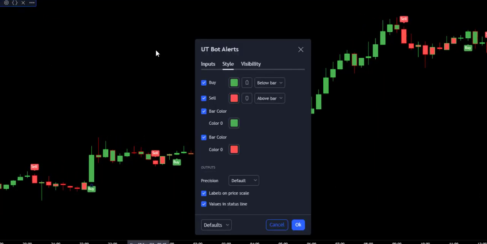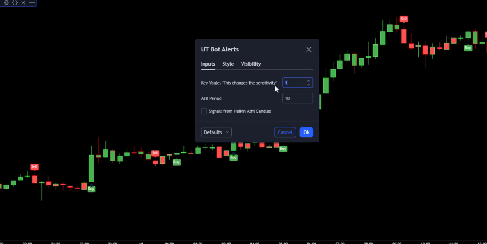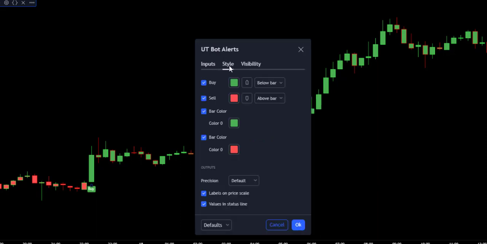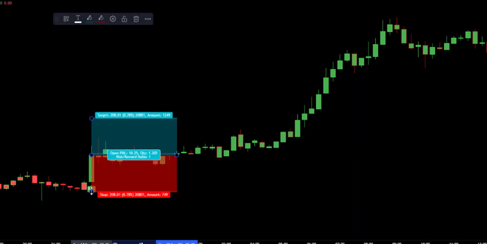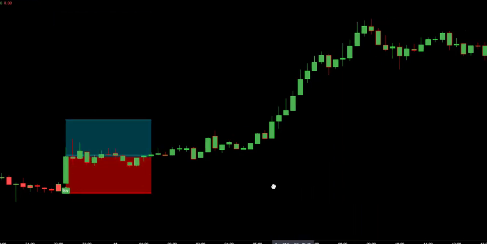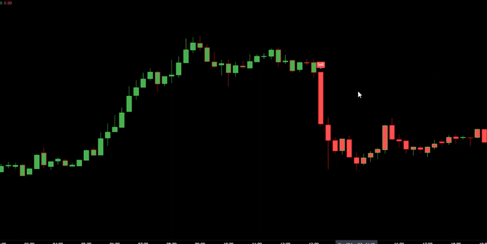Then we go over to the indicator settings. On the input settings, set the key value to 5, and on the ATR period, set it to 7. You can go over to the style settings and customize it to your preferred color, but on this strategy, we are going to leave it at the default. Now looking at the indicator, you will notice that it gives more correct signals, and how we are going to use it is that we are going to take a buy trade when it gives us a buy label, and we are going to sell when it gives us a sell label.